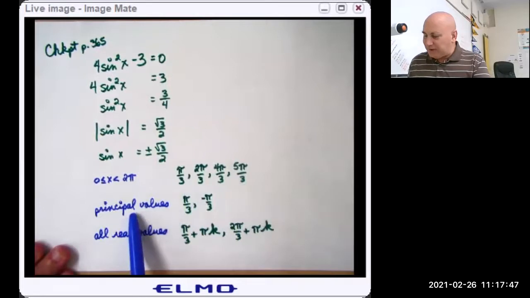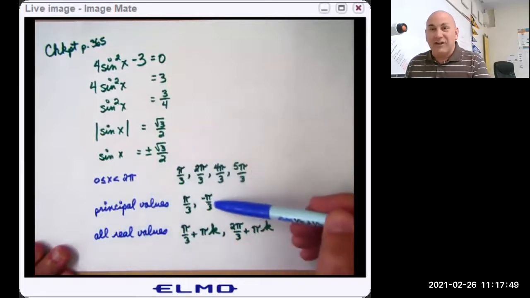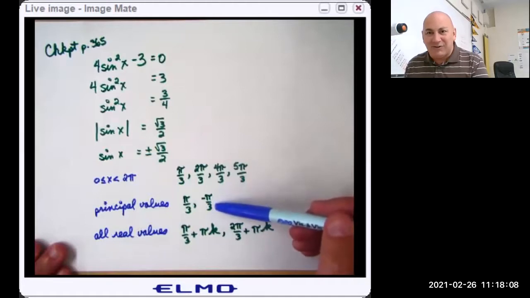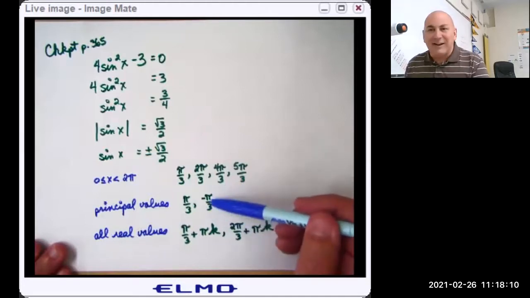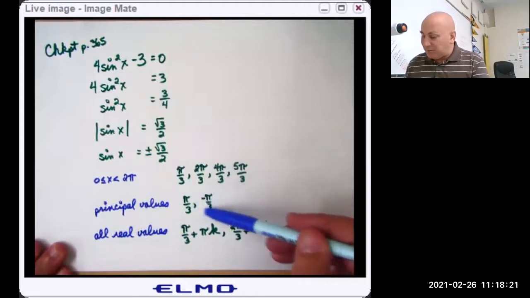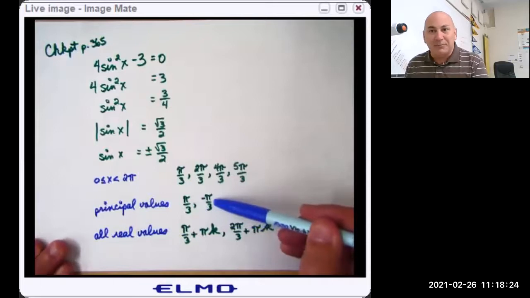If I give principal values, here they are. And note that the answer here is not 5 pi over 3, which would be coterminal, but it's negative pi over 3, because we go from negative pi over 2 up to pi over 2, or negative 90 degrees to 90 degrees. So this would be like a negative 60 degrees. That's coterminal with, but not equal to 300 degrees. So we would not say 5 pi over 3. Principal value would be negative pi over 3.